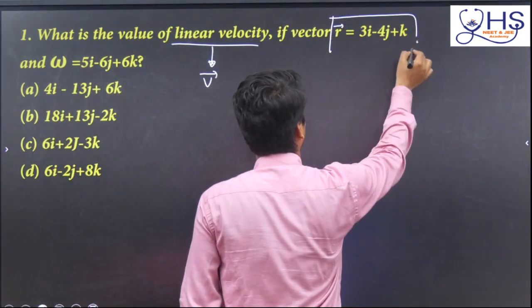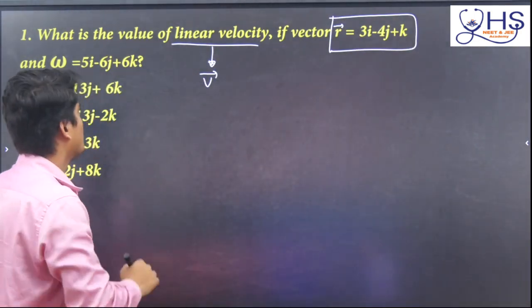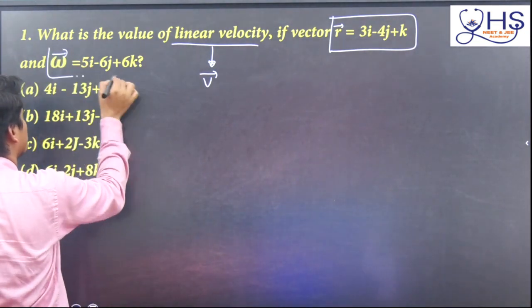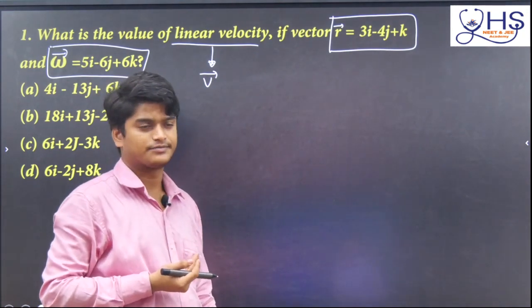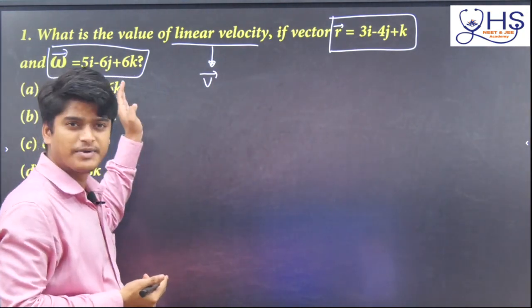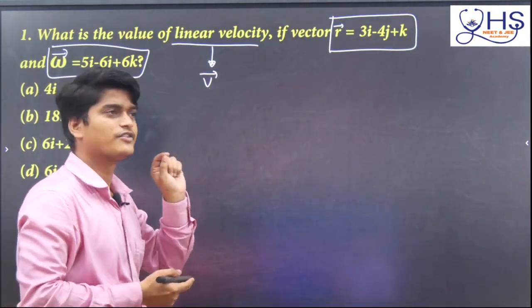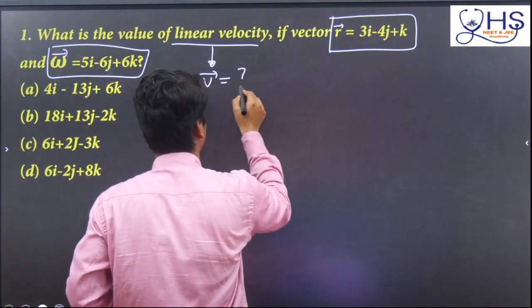R vector is given. R vector is basically called the position vector. And the omega vector is basically called the angular velocity vector. So the position vector and angular velocity vector are given, and they are asking for the linear velocity. So you need to find this in vector form.